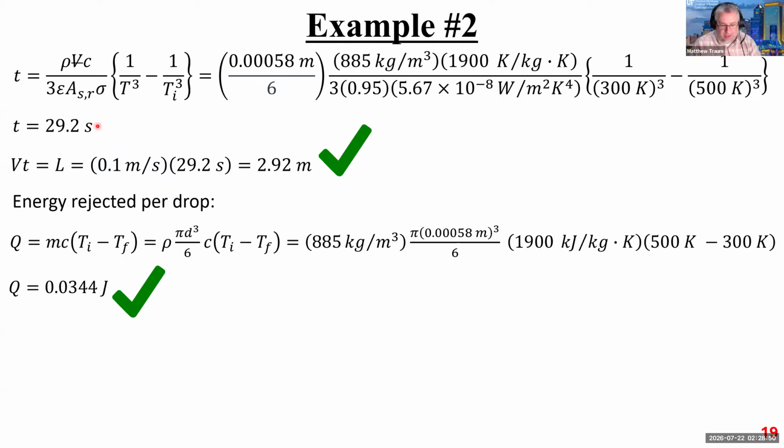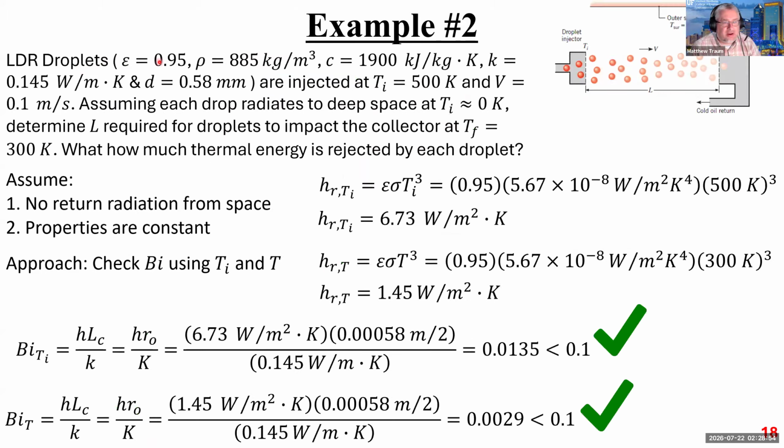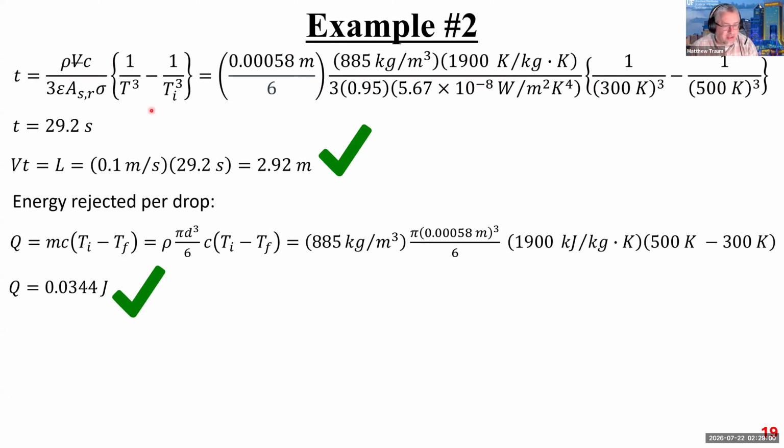And then the velocity of the droplets was given somewhere. Yeah, here it is. V is equal to 0.1 meters per second. Okay, so I know the length now, right? Because I know the velocity, I know the time of flight for a droplet. So it works out that that distance is about 3 meters, 2.92 meters. And that checks out with what's in the book.